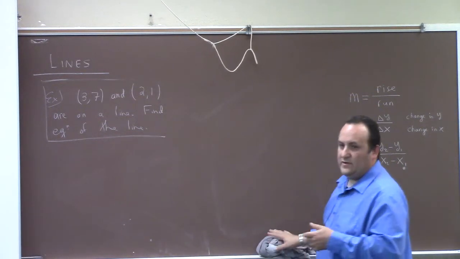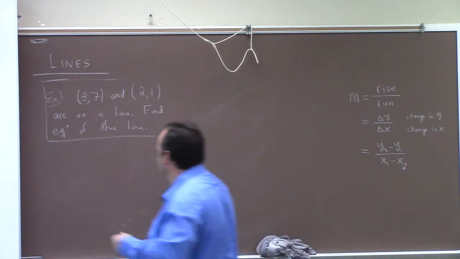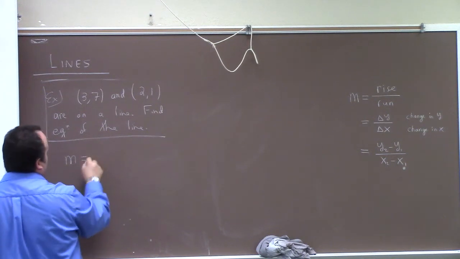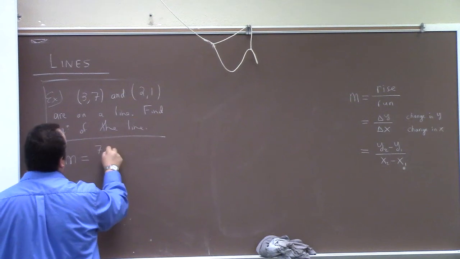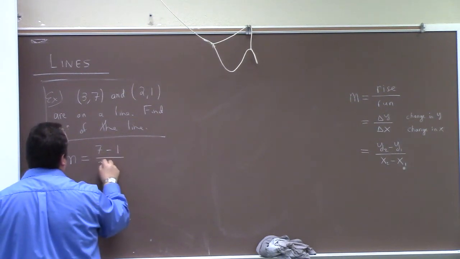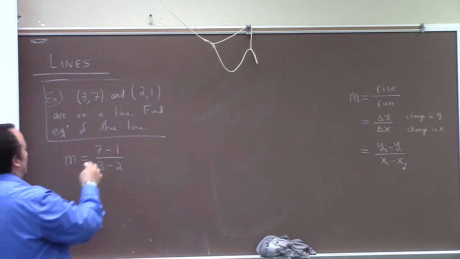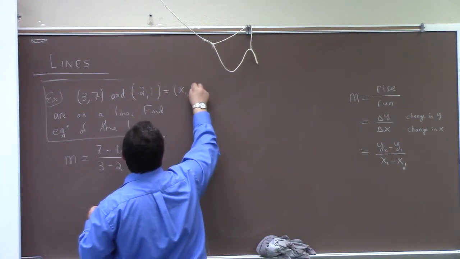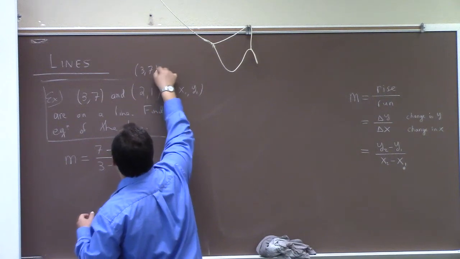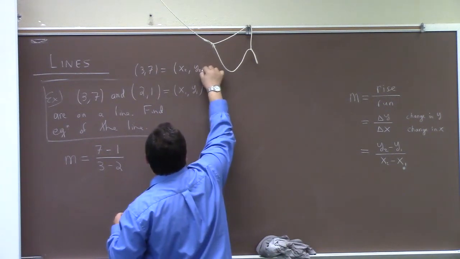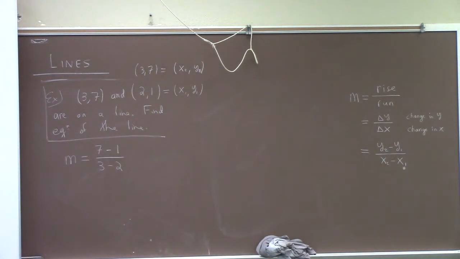But what I'm going to do is use the thing I just erased. First of all, I'm going to find the slope. What's the slope? 6. I agree with you, but why is that? 7 minus 1 over 3 minus 2, right? I'll get it eventually. So I'm saying 2, 1 is x1, y1, and I'm thinking of 3, 7 being x2, y2, just for the sake of it. So y2 minus y1, 7 minus 1, and then x2 minus x1, that's 3 minus 2.